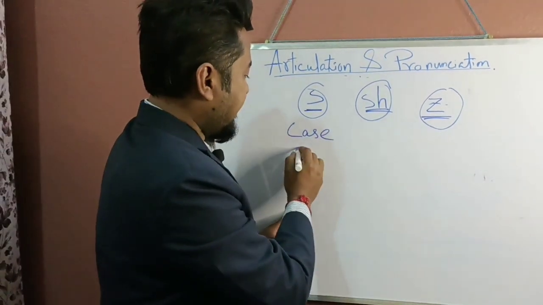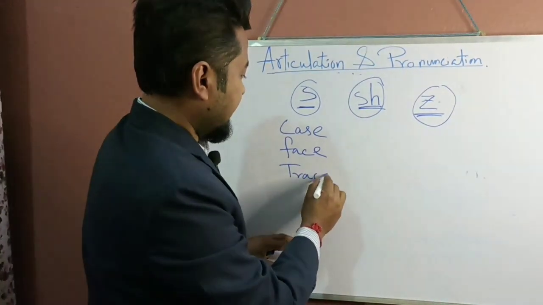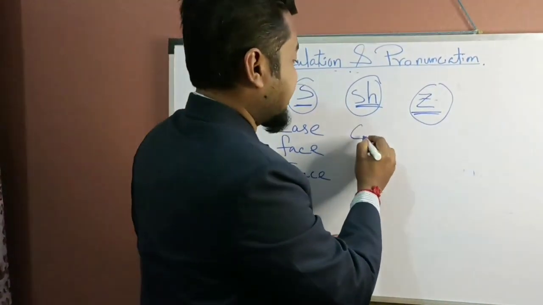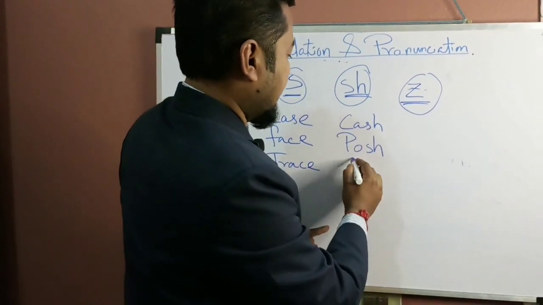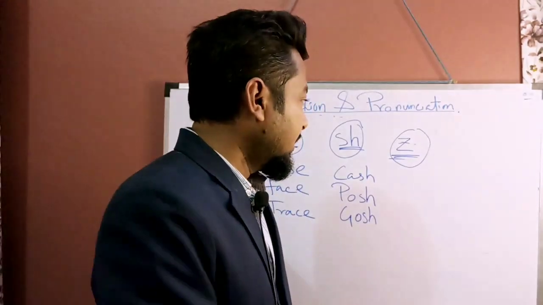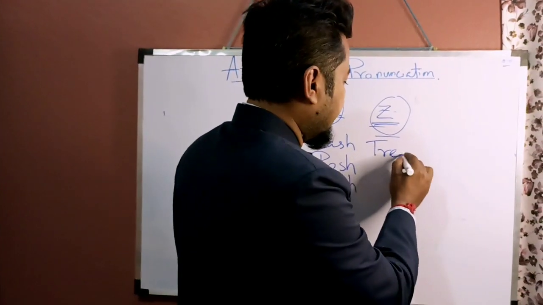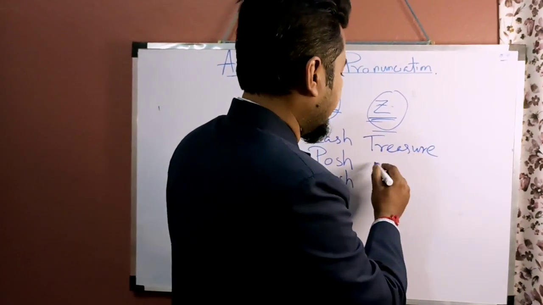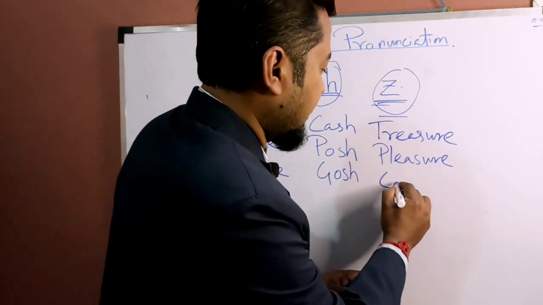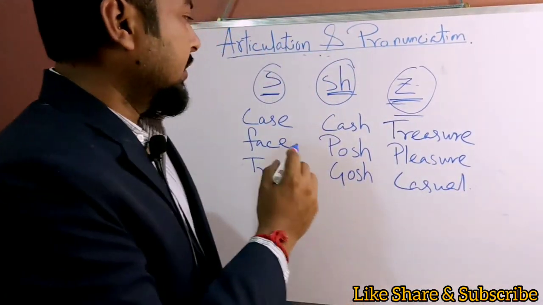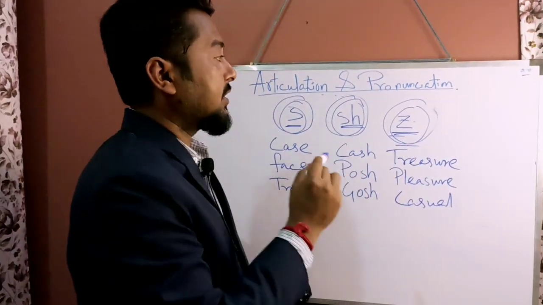Case, face, trace. With sh sound, maybe cash, posh, gosh. With ja sound, maybe treasure, pleasure, and say casual.